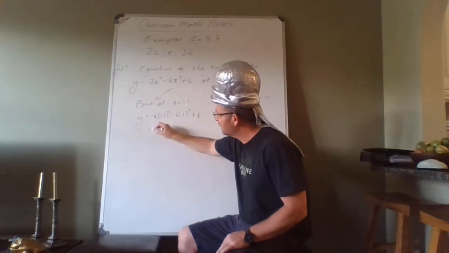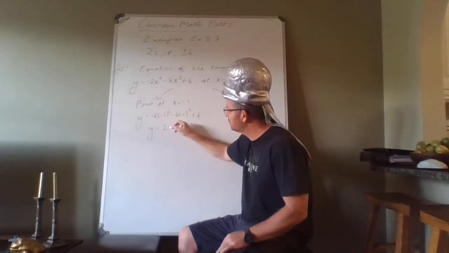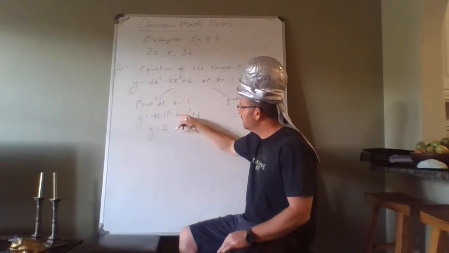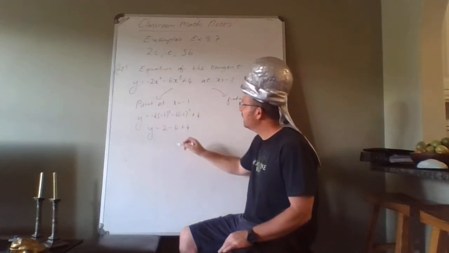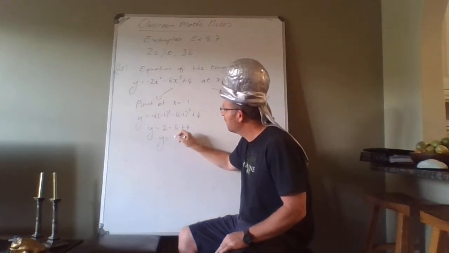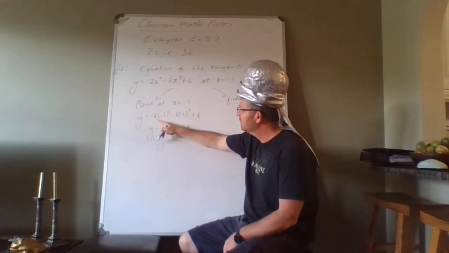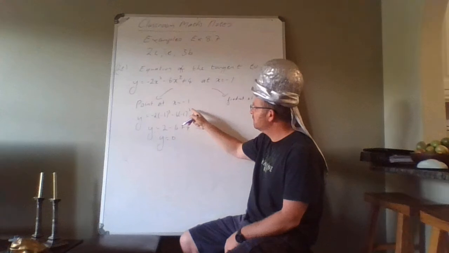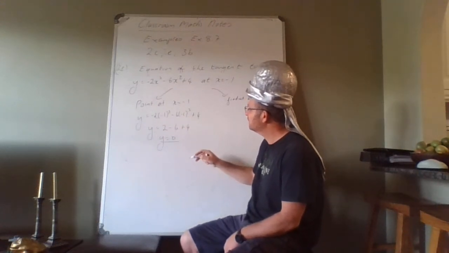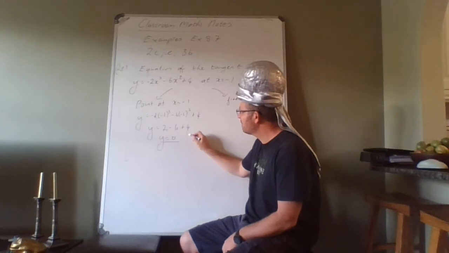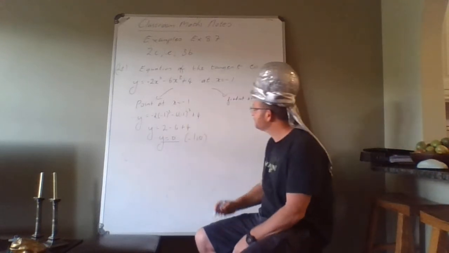And believe it or not, we can do that without a calculator. You're going to get negative 1 cubed times negative 2 is 2. Negative 1 squared is 1 times negative 6 is negative 6, plus 4. So I get y is equal to 0. Let's just check that. Negative 2 times negative 1 cubed, negative 2 times negative 1 is 2. Negative 1 squared is 1. Negative 6 plus 6. So our point is going to be negative 1, 0. Right, so we've got a point.